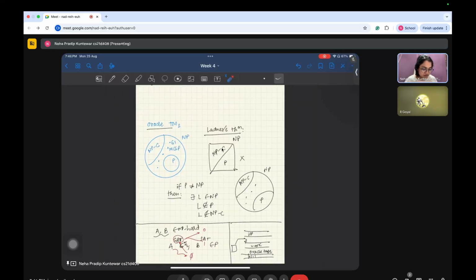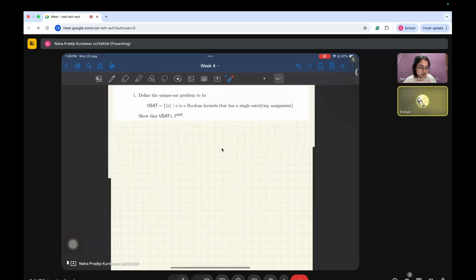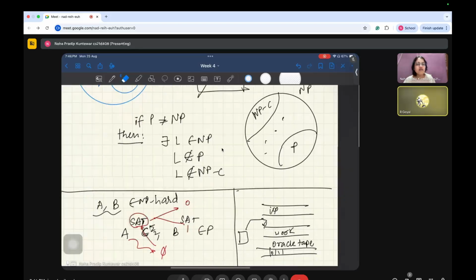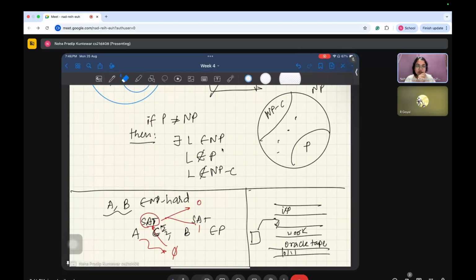So what does access to the Oracle do? It establishes the membership. Exactly. It will only check the membership and tell the answer to that. Okay, okay.